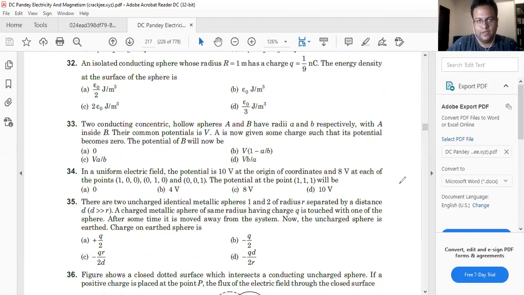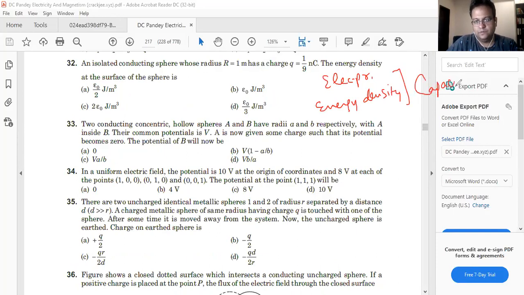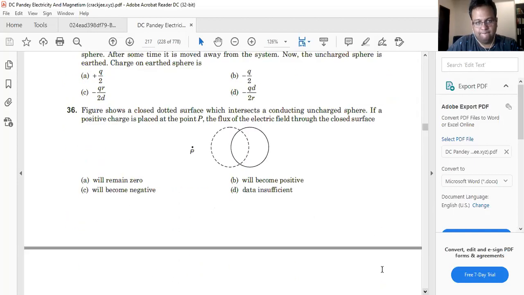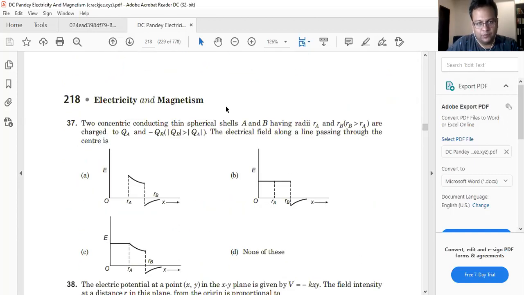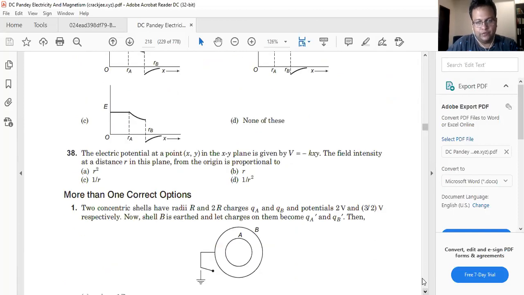Please remember, electrostatic pressure, energy density, then capacitors. Next, we done a problem like this in Zoom session 3. Please go through that if you haven't yet gone.